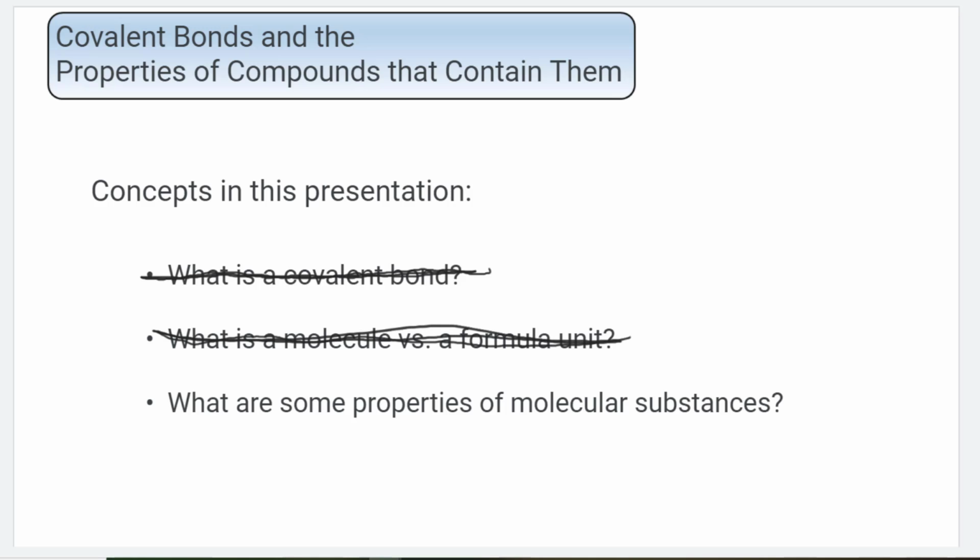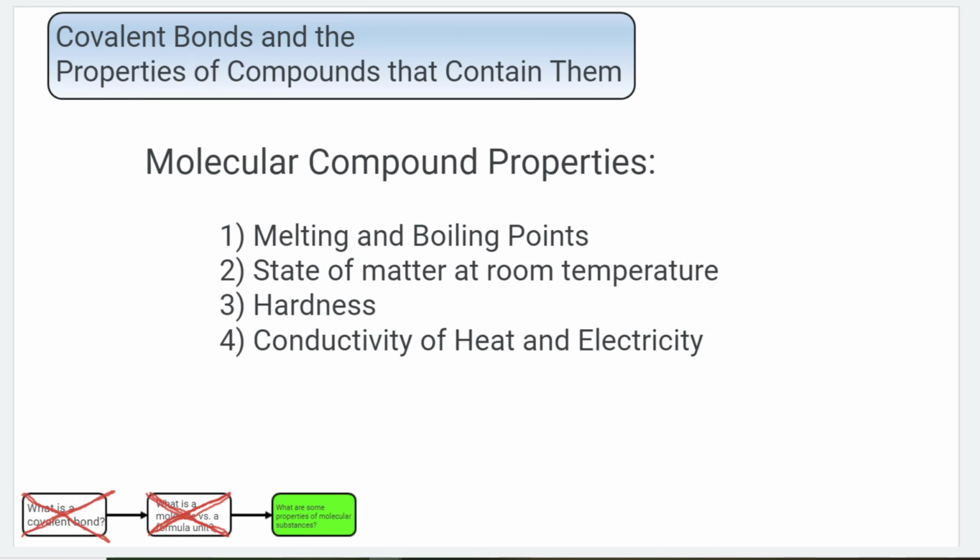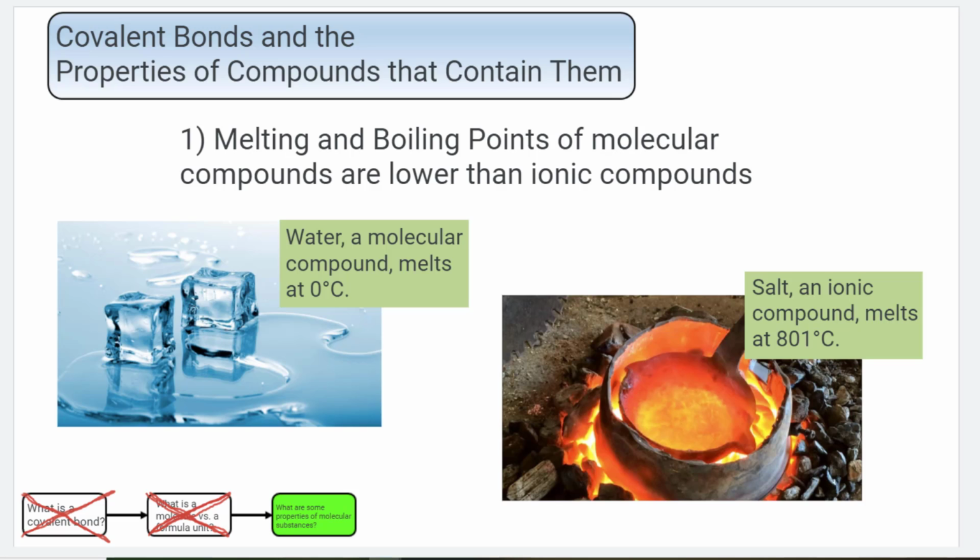Finally, what are some properties of molecular substances? They're a little bit different than the ionic properties that we have previously learned about. So we'll look at the melting and boiling points. We'll look at the states of matter at room temperature, the hardness, and the conductivity of heat and electricity in molecular compounds, those that have covalent bonds in them.